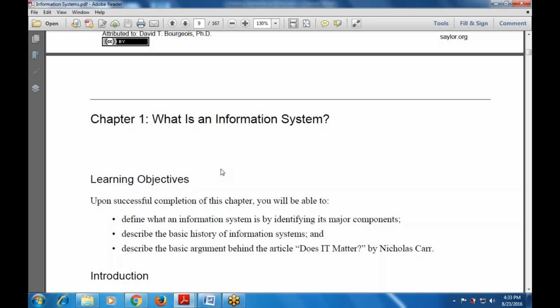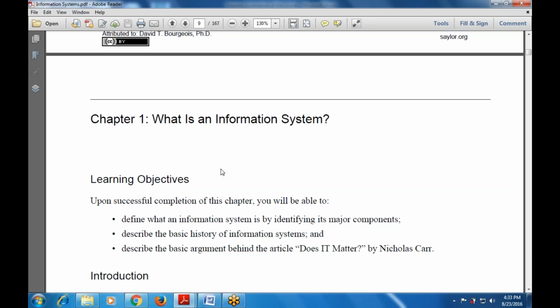First one is learning objectives. That is what we are going to learn after studying this chapter. First is to define what an information system is by identifying the various major components, that is, the major components used in an organization. So define an information system by identifying the major components used in the IS.